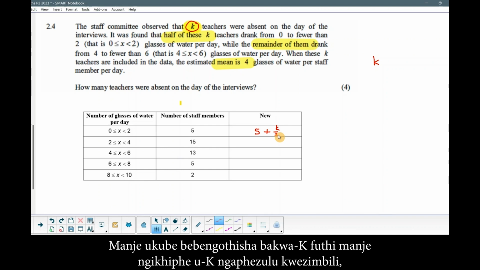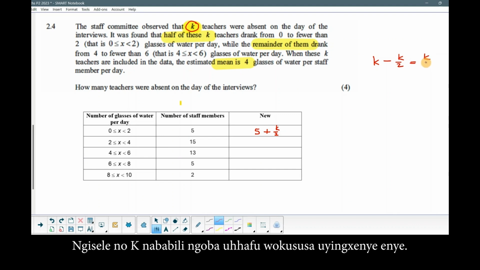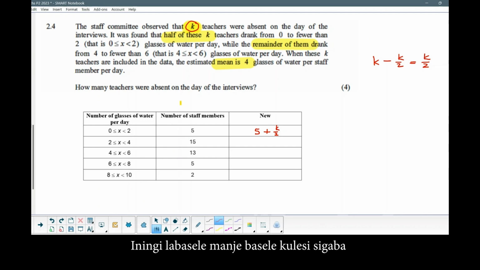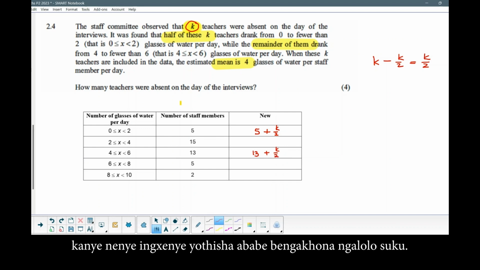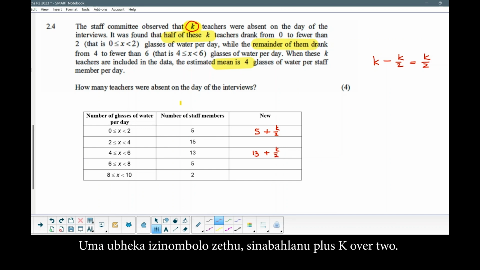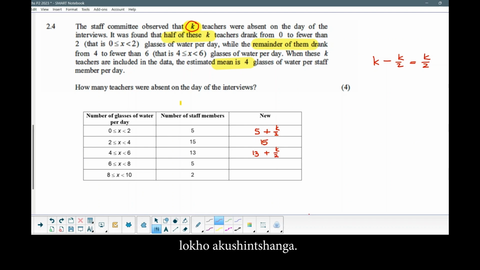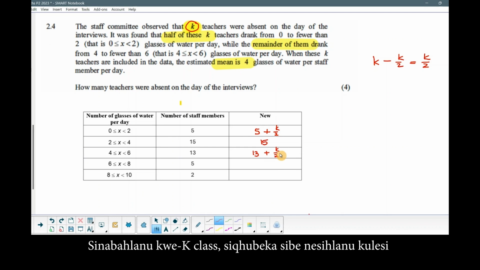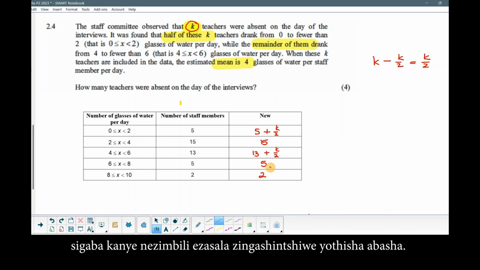Then the remainder. Now if there were K teachers and I now subtracted K over 2, I'm left with K over 2, because 1 minus half is another half. The other half of the teachers are now sitting in the category between 4 and 6, which is this category here. So now I have 13 teachers, which were interviewed initially, plus the other half that were absent on the day. So if you look at our new numbers, we have 5 plus K over 2. We still have 15 in this category. That hasn't changed. We have 13 plus K over 2 in this category, 5 in this, and 2 in that, which remained unchanged by the new teachers.